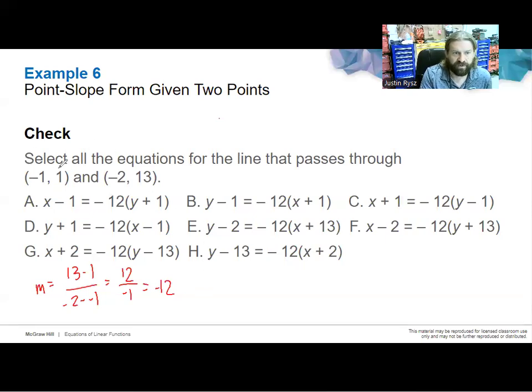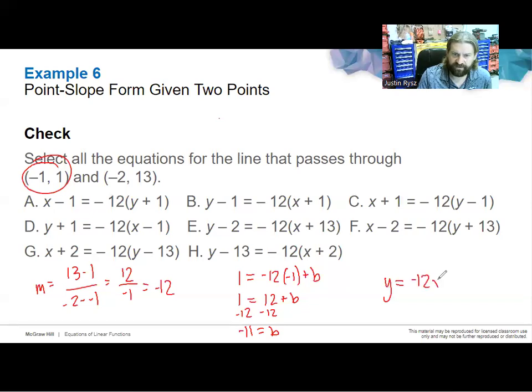All right, then we're going to pick one of the points. That still might be a little bit easier. All right, y is 1. M is now negative 12. X is negative 1. We're going to solve for b. And we get, let's see, 1 equals positive 12 plus b. If we subtract the 12, we get negative 11. So we should get y equals negative 12x minus 11.